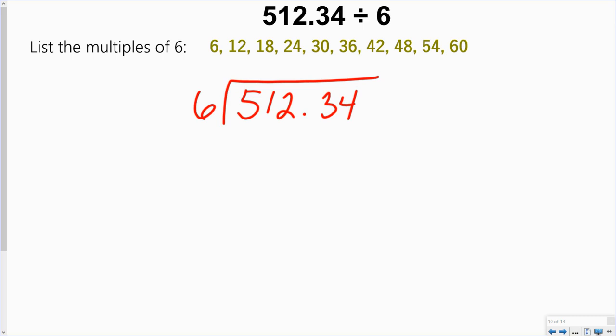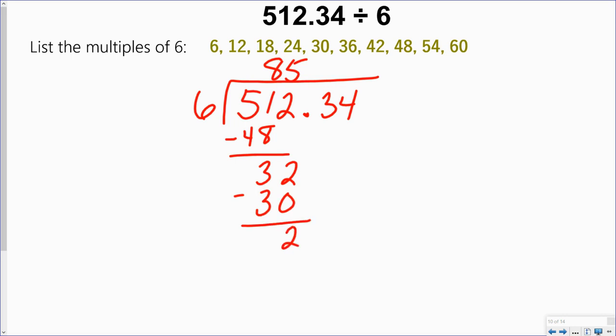Like we said, it's very similar to dividing with whole numbers until we get to the decimal here. So, 6 doesn't go into 5. So, we look at 51, and 6 goes into 51 8 times, which gives us 48. I'm going to subtract 48, and that gives me 3 left over. Bring down my 2. 6 into 32, well, we'll fit in there 5 times. So I'm going to subtract 30 and that leaves me with 2 left over.